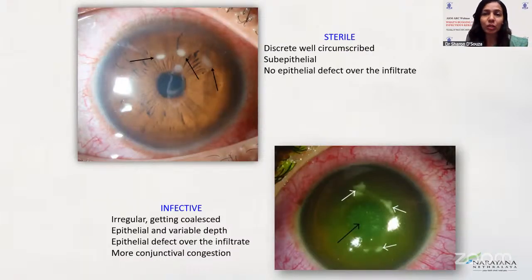So to recap what I just said, this is a case with sterile infiltrates on the cornea, and you can see that they are much more discrete, well circumscribed. There's no epithelial defect over the infiltrate directly. In contrast, in the infective one, the lower image which you see, even though the distribution of infiltrate seems to be similar in the mid-periphery, here you see that they are a little more irregular. They are tending to get coalesced. There is an epithelial defect, there can be variable depth of it, and a lot more congestion and inflammation.